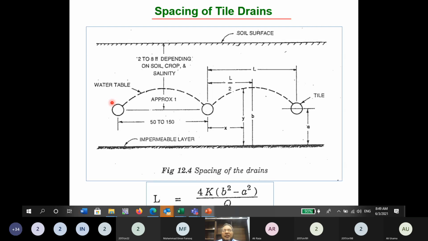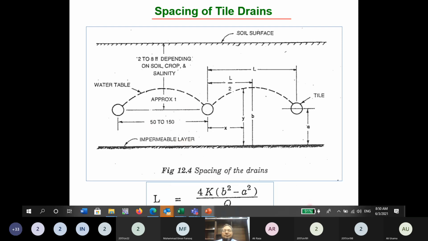हो सकता है पहले water table यहाँ हो. Maybe at this location, the original water table was here. And we have provided this tile drain. What is the purpose? To lower down the water table. अब water table कहाँ आ गई? Now the water table is here. Okay. So it means it is lowered down. So the usual spacing of the tile drain is from 50 to 150 feet. 50 से 150 feet we keep the spacing of the lateral tile drains.